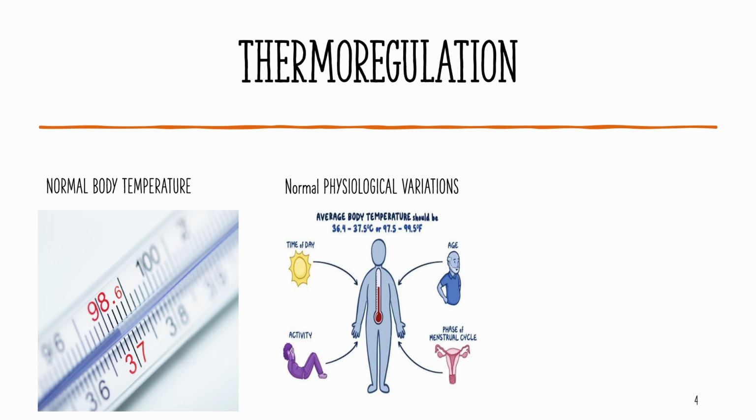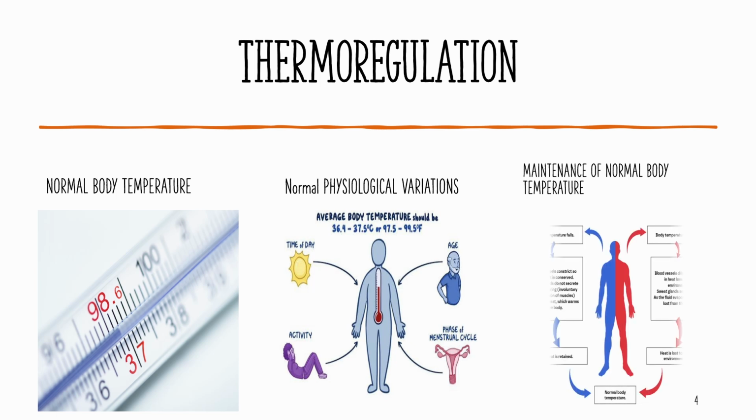So in this range of normalcy, the temperature is usually maintained by the thermostat, which is actually the preoptic compartment in the hypothalamus. It either activates the heat gain mechanism or the heat loss mechanism, whatever it is, but it maintains the temperature in this normal range.